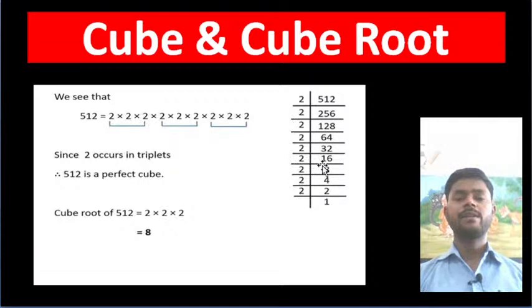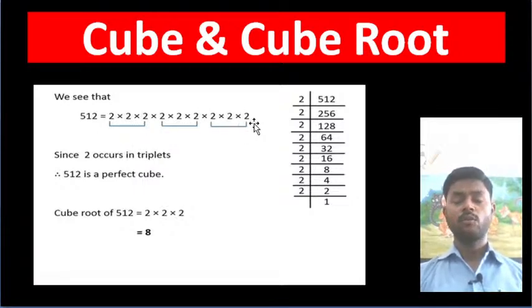After that we will write all these factors. 512 is equal to 2 multiply 2 multiply 2 multiply 2 multiply 2 multiply 2 multiply 2 multiply 2 multiply 2. It means 9 times. These 2's are 9 times. So we will write here 9 times 2. And after that we will find the pairs of these 2's in groups of 3. So the first group is here, second group is here, third group is here.